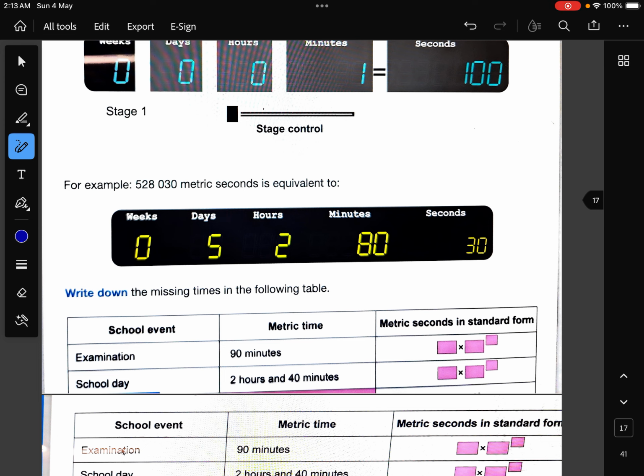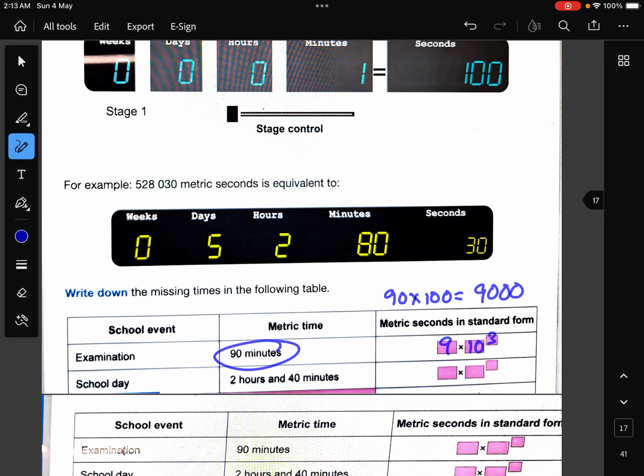We do know that a minute is 100 seconds. So if we have 90 minutes here, to convert that into metric seconds, we're going to take 90 times 100, which is 9,000. But what we are expected to do for this question is to convert 9,000 into standard form, or what some of you may know as scientific notation. So we can write this as 9 times 10 to the power of 3.